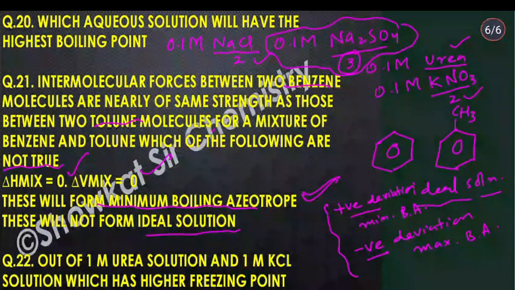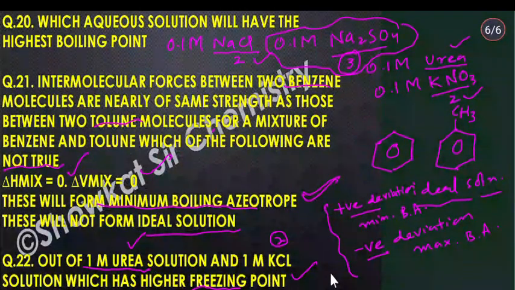Next is, out of 1 molar urea solution and 1 molar KCl solution, which has higher freezing point. So you have to tell here which has higher freezing point. This is very important. It is not the boiling point now, it is the freezing point. So its answer will be 1 molar urea, because it will not ionize at all. KCl will ionize, it will give two ions, one is K positive, another Cl negative, chloride ion. But urea has lesser number of moles, so it will have higher freezing point.